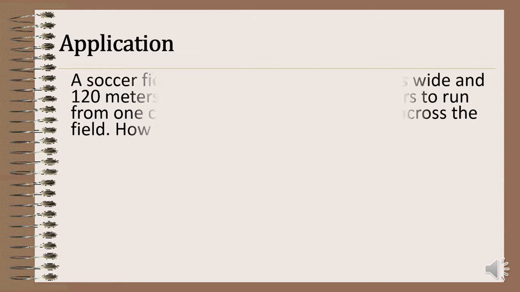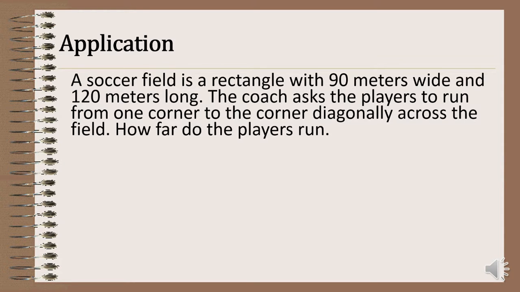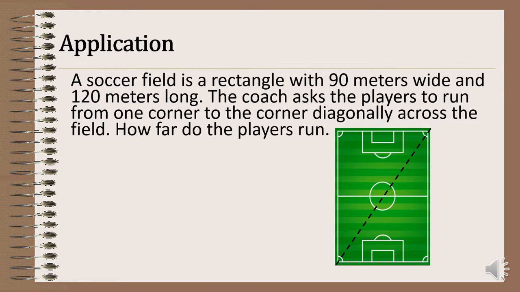Number 2. A soccer field is a rectangle with 90 meters wide and 120 meters long. The coach asks the players to run from one corner to the corner diagonally across the field. How far do the players run? So here is the illustration of the problem. So in this problem, we are asked to find the distance traveled by the players. So we must call this distance x.